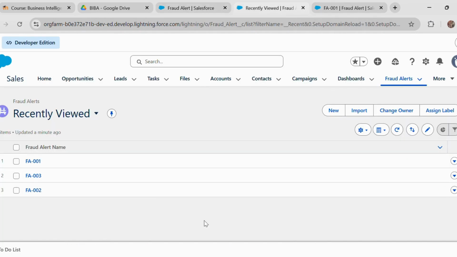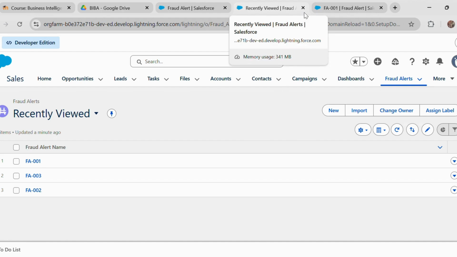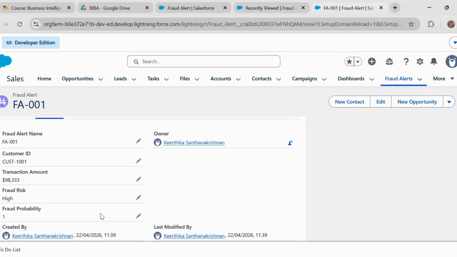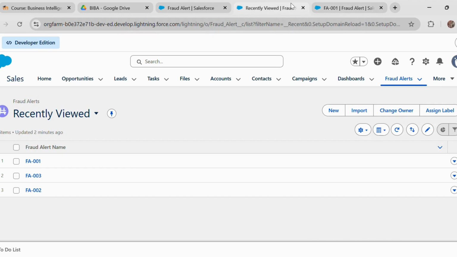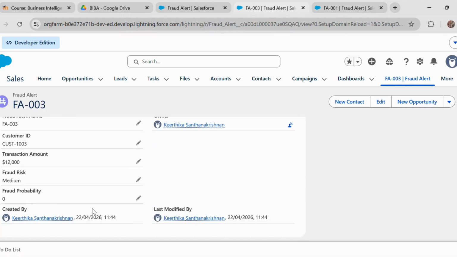Due to API limitations, a CSV-based approach is used to import high-risk transactions from Python to Salesforce. This enables integration between the data processing system and the CRM platform. Salesforce allows the organization to monitor fraud cases, manage alerts, and improve response time. This FA001 fraud alert represents the high fraud risk, FA003 represents the medium one, and FA002 represents the lower one.